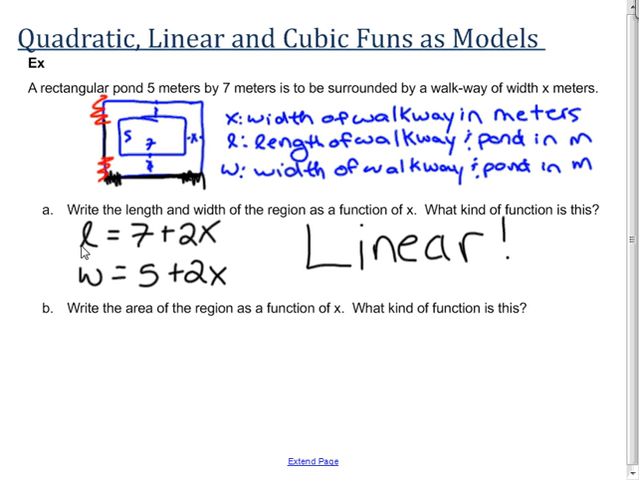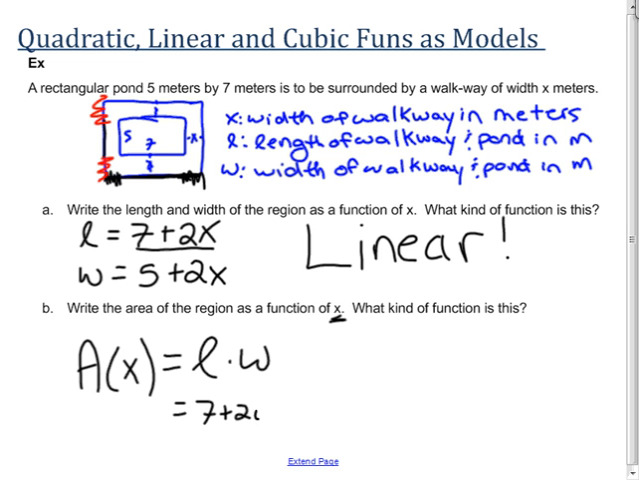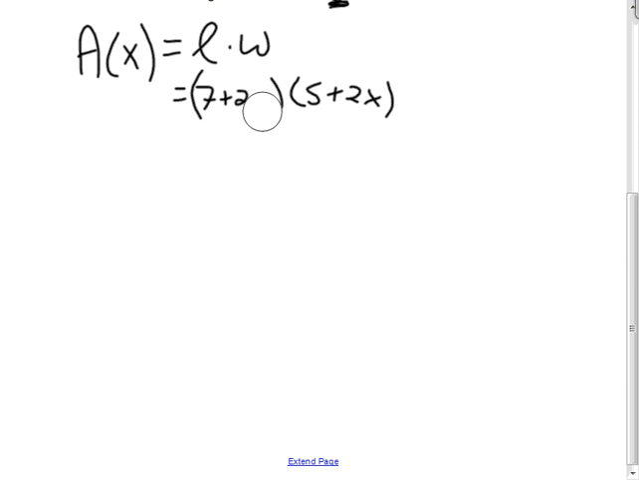Second one, I need to write the area of the region as a function of x. Well, area, that's pretty easy. Area of a rectangle is length times width. It says it's as a function of x, so therefore it's A of x. I can only have x's. It technically would start like this, length times width, but I know what length is. Length is 7 plus 2x times width, which is 5 plus 2x. Again, I can't use L and W because it says it's a function of x, which means the only variable that's going to be on that right side, my independent variable, is only going to be x. And I put 2w instead of 2x. Sorry about that.